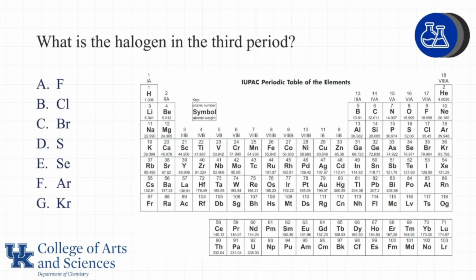What is the halogen in the third period? If I look for the halogen, I know this is group 17, those are known as my halogens. And then I look at the third period. So I go down to the third row of the periodic table. When I look at the intersection of those two, I see that chlorine is the halogen in the third period.